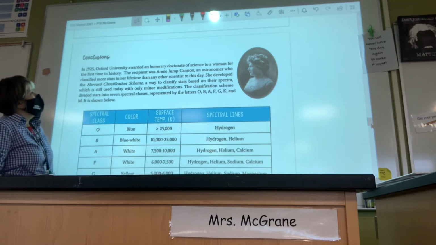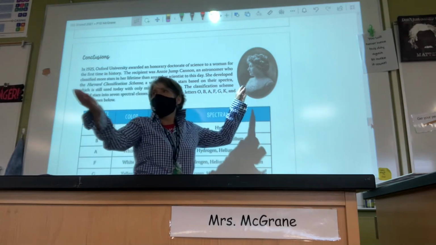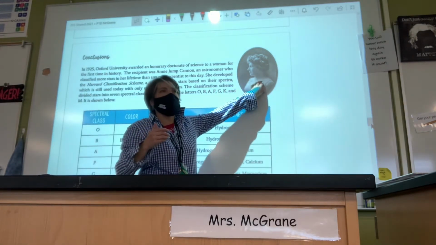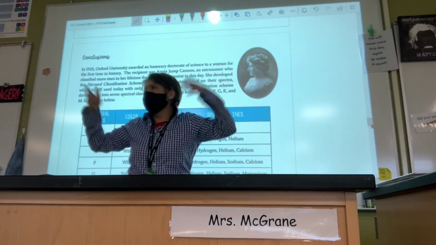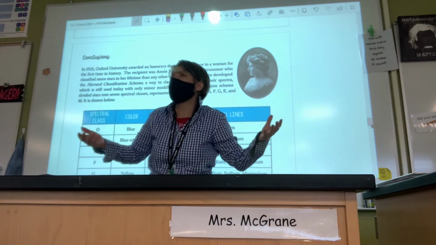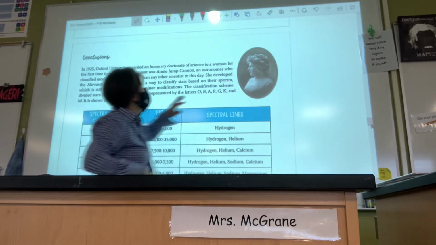That was her. She was an astronomer who classified more stars in her lifetime than any other scientist to this day. You know the computers that you all have? These were the first computers. A computer was a woman that crunched numbers, that took numbers and worked with numbers. So the computers we all work with today are due to these women.